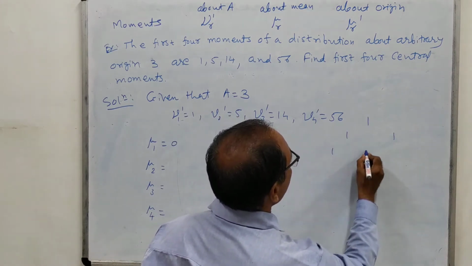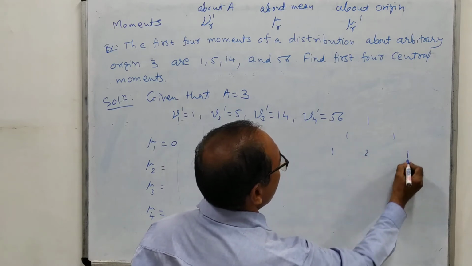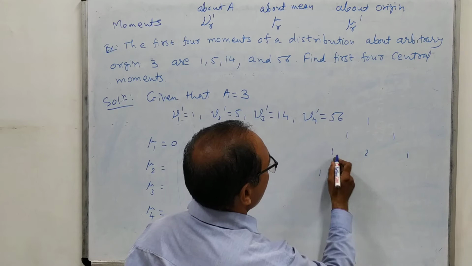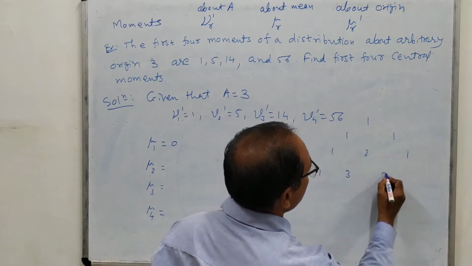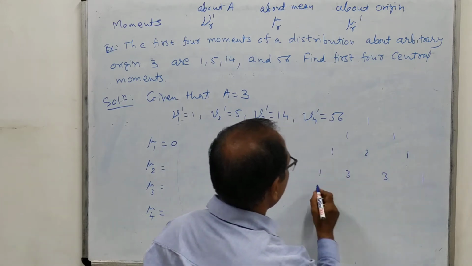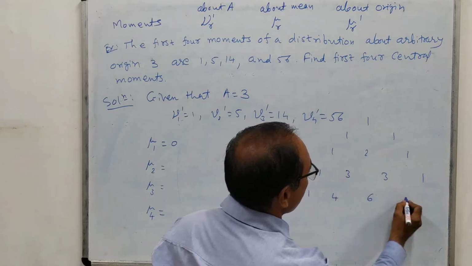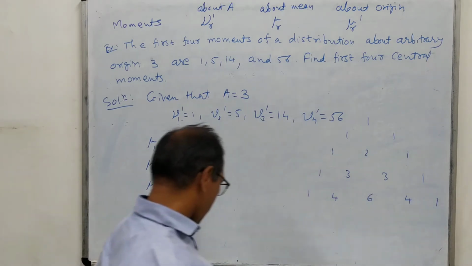1, 1, 1 plus 1, 2, then 1. Start from 1 and form the triangle format. So 1 plus 2, 3. Here 2 plus 1, 3. And 1. Then here is 1, 4. This is 3 plus 3, 6. 3 plus 1 is 4. And here it is 1.